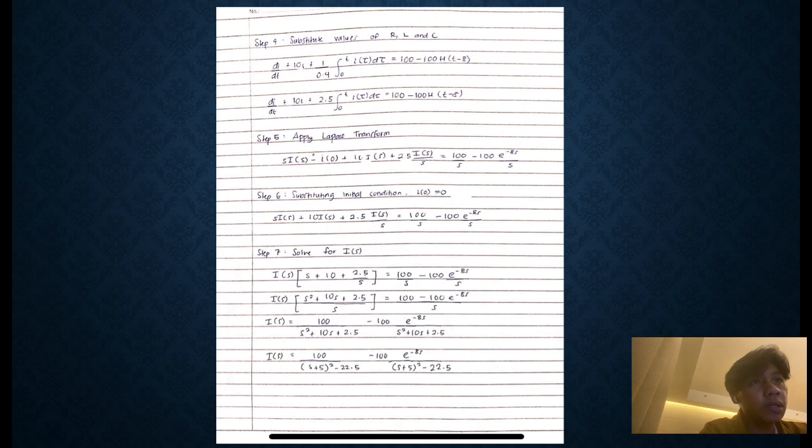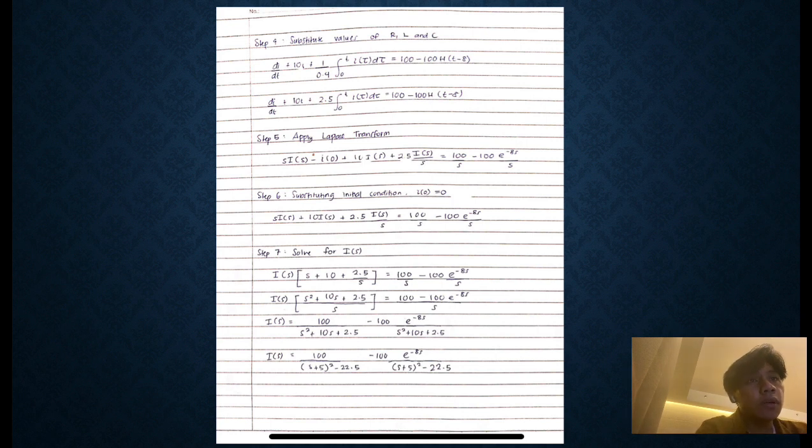After that, we substitute the initial condition, which is I(0) equals 0, and we get the equation as sI(s) plus 1 over I(s) and plus 2.5 I(s) over s equals 100 over s, minus 100 e to the power of negative 8s over s. Then for step 7, we have to solve for I(s), and we get the answer as I(s) equals 100 over (s plus 5) squared minus 22.5, minus 100 e to the power of negative 8s over (s plus 5) squared minus 22.5.